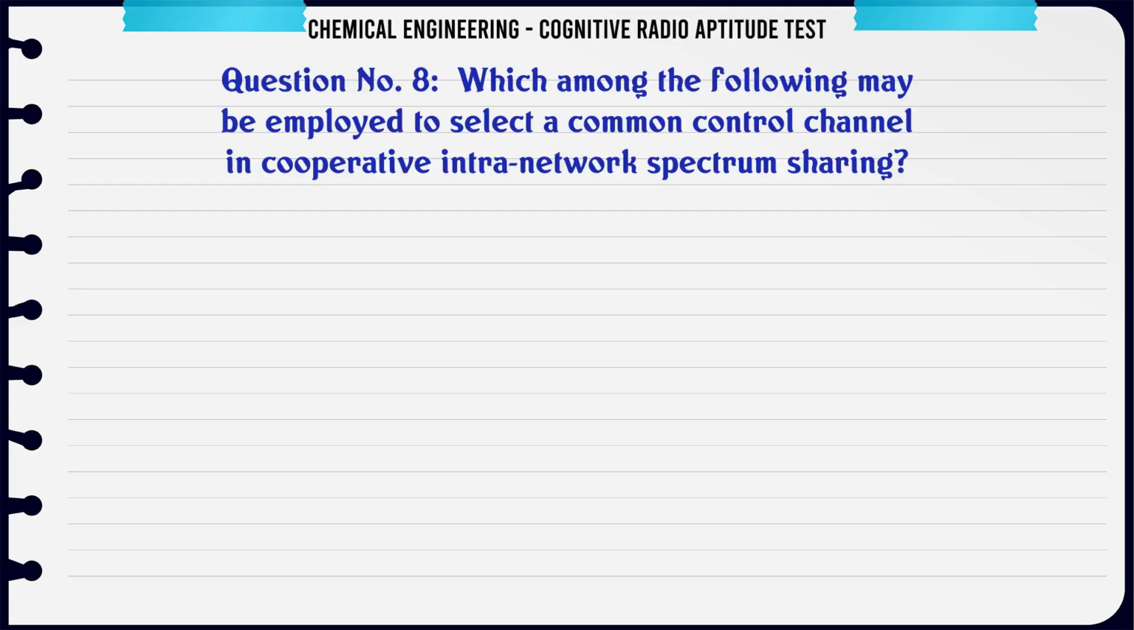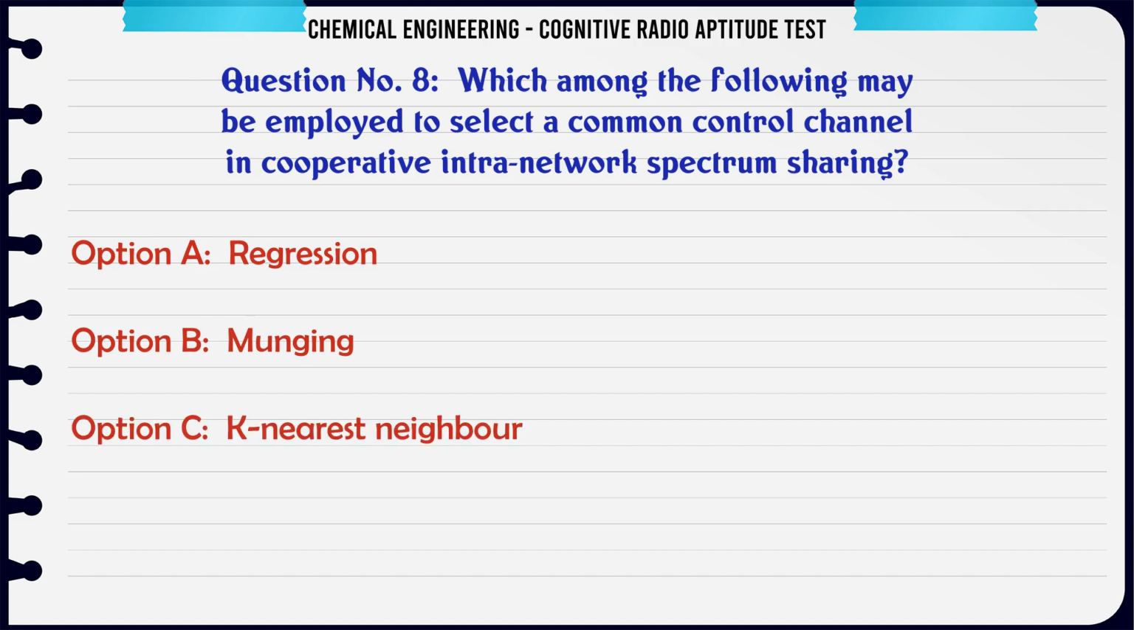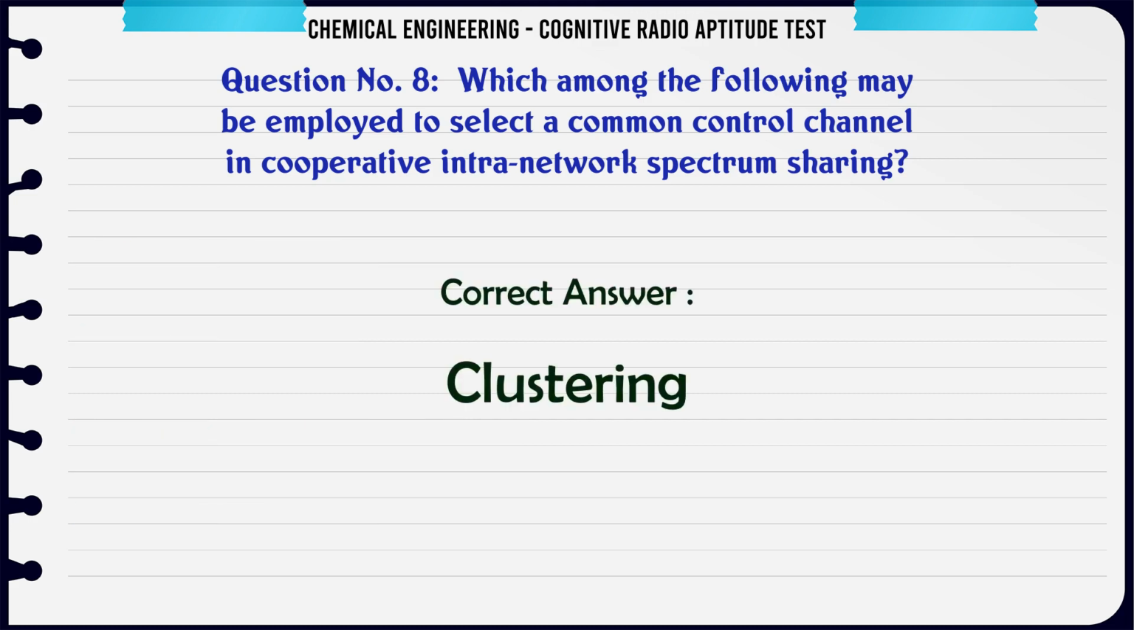Which among the following may be employed to select a common control channel in cooperative intra-network spectrum sharing? A. Regression. B. Munging. C. K nearest neighbor. D. Clustering. The correct answer is clustering.